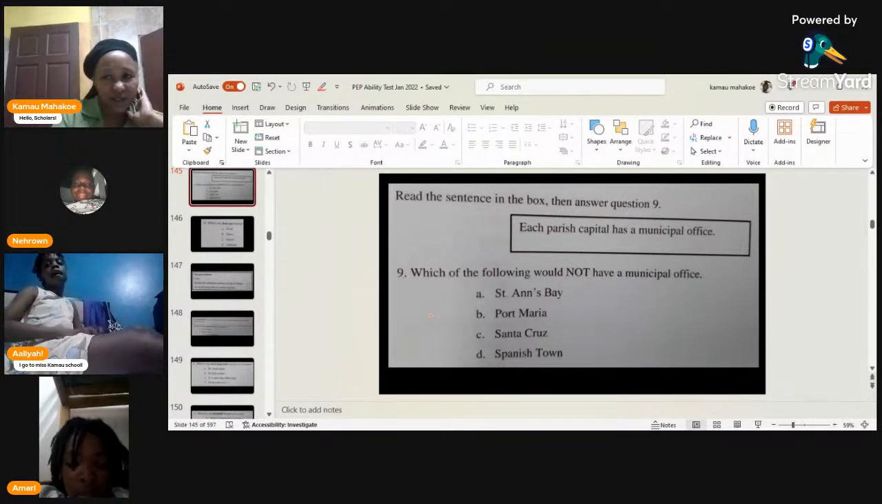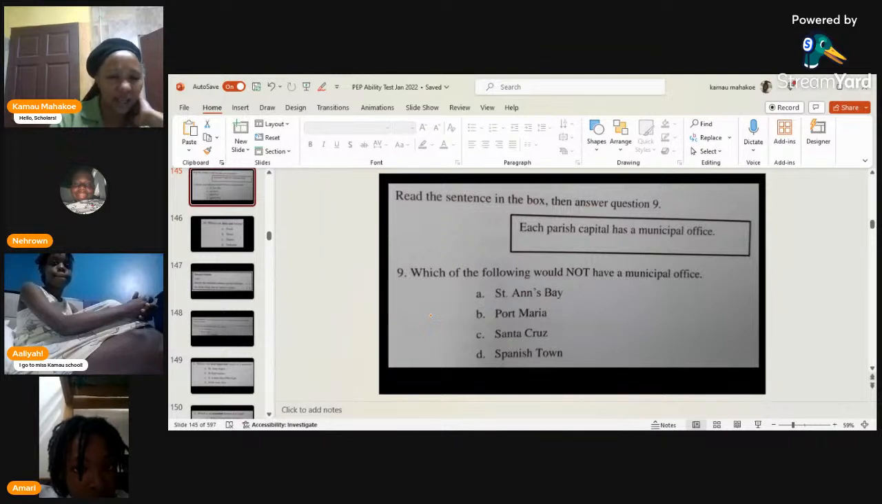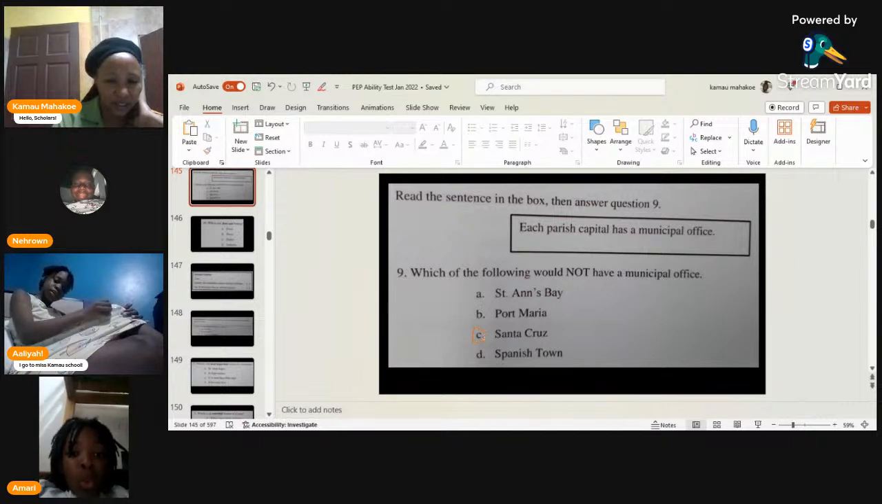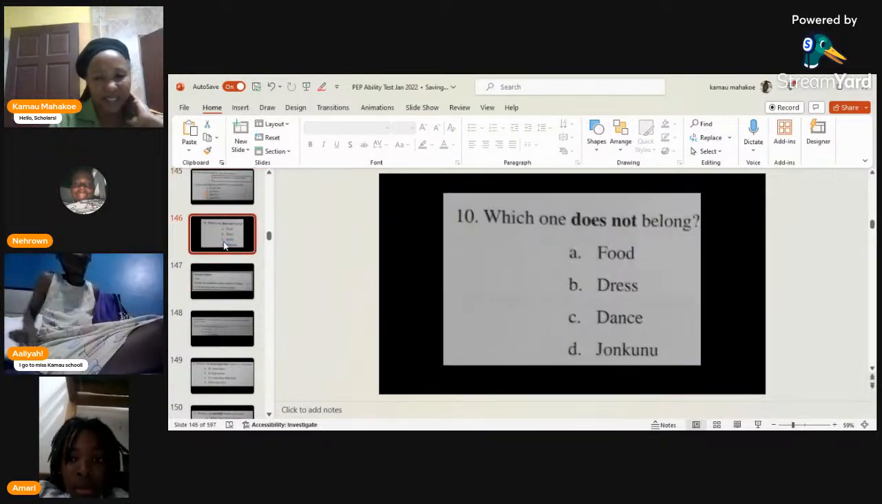Do you know where Santa Cruz is? Yes, Miss. In St. Elizabeth, Miss. St. Elizabeth, correct. But it's not the capital, right? So it would not have a municipal office. So the answer is C. Genesis, question 10.